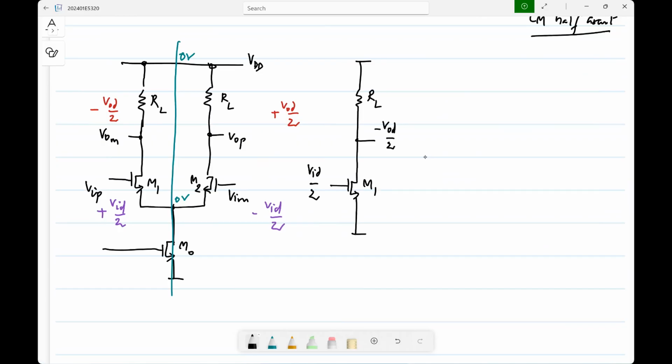This is M1. So what is the gain from here to there of this circuit? This you can tell by inspection, right? What circuit is it?